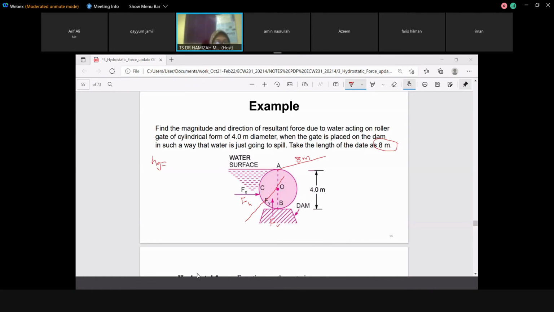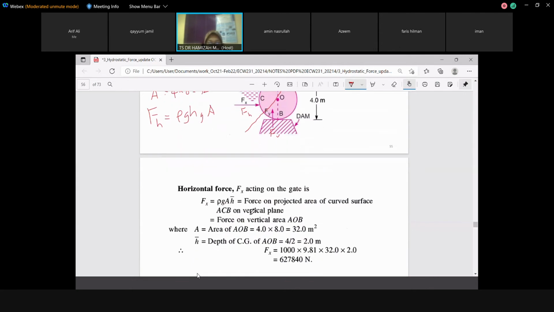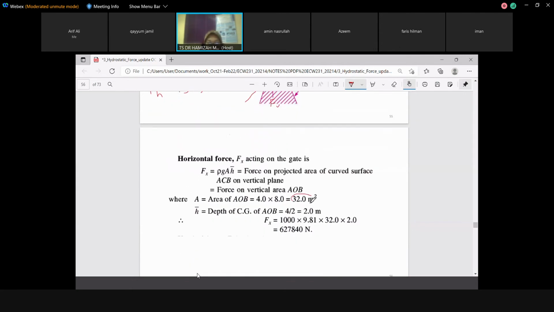So, HG 2 meter. So, how about area? Area adalah tinggi darab dengan width. So, tinggi dia 4 darab 8. So, area 4 darab 8, 32. And then you can find the horizontal forces. GHG area. Okay? Okay, so 32 area, masukkan nilai 32 and 2 adalah HG.